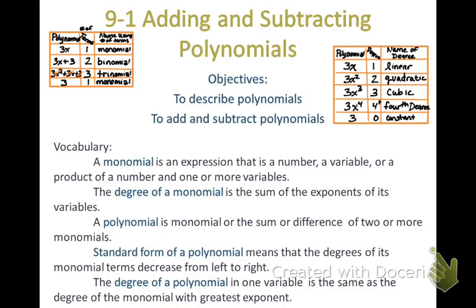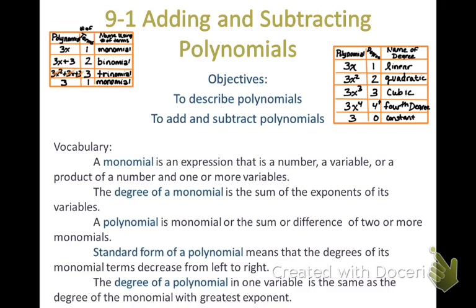Lesson 9.1, Adding and Subtracting Polynomials. We have some vocabulary words I want to discuss right now, and then we'll get into more depth later on. A monomial is an expression that is a number, a variable, or a product of a number and one or more variables. The degree of a polynomial is the sum of the exponents of its variables. A polynomial is a monomial, or the sum or difference of two or more monomials.